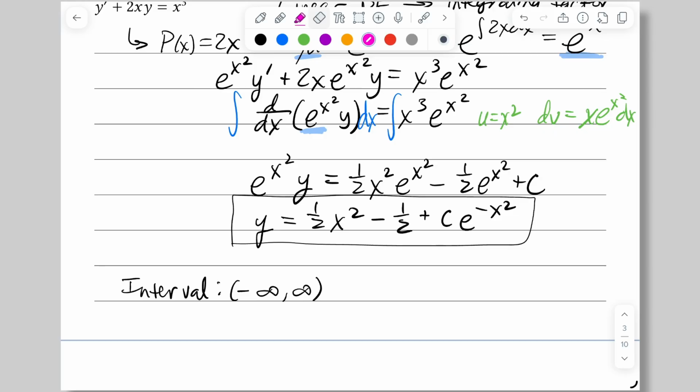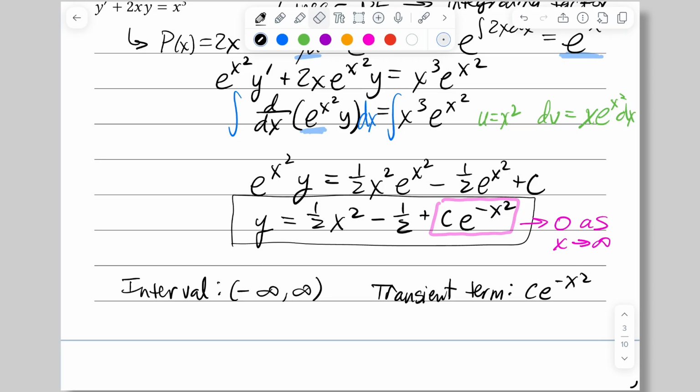And I'll point out that if x were to go to infinity, this c e to the negative x squared would end up going to 0. And that makes c e to the negative x squared what we call a transient term. If you look back at the instructions, you'll see we were asked to identify that. And I'll further point out this y equals 1/2 x squared minus 1/2 is what we refer to as a steady state solution. It's the solution that endures, if you will, as x goes to infinity.